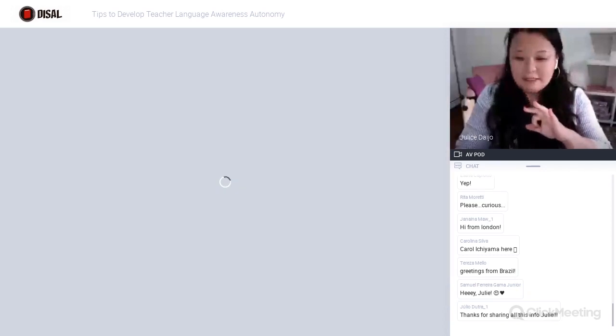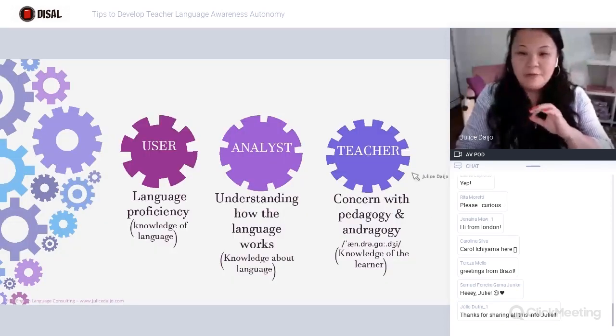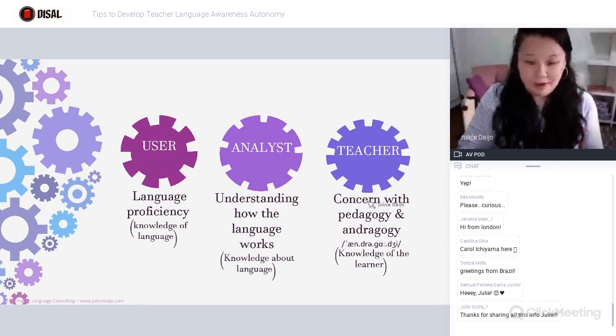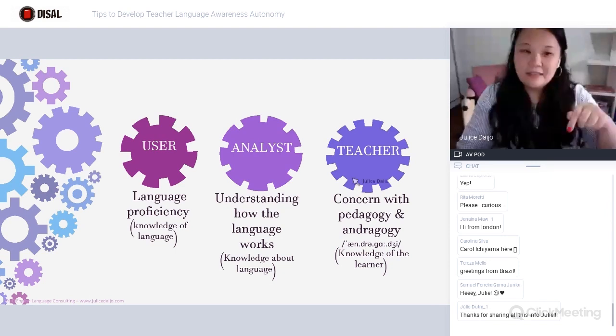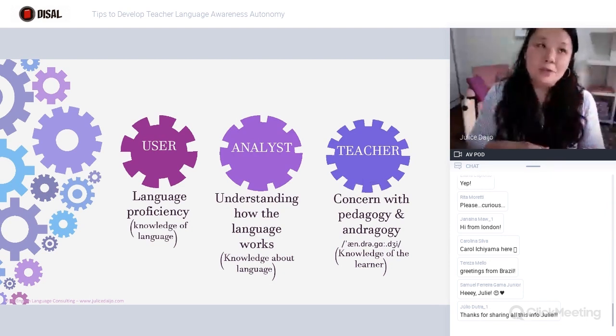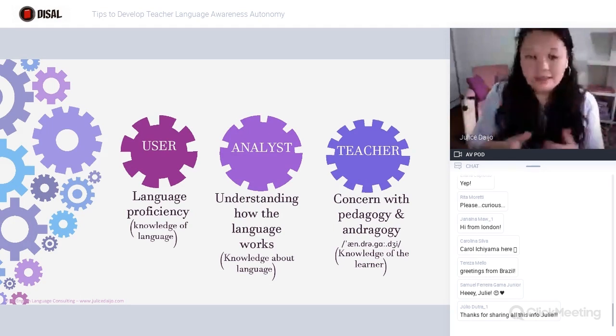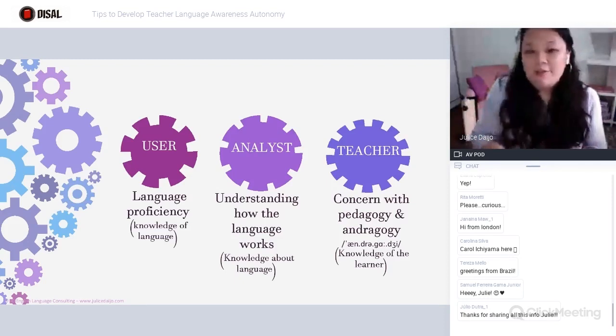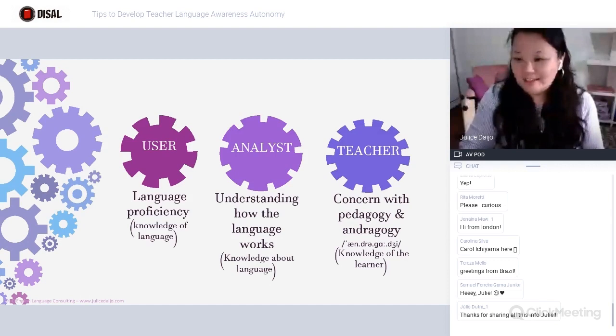And a third perspective is from teaching, the teacher. So you are language aware when you have a concern with pedagogy and andragogy. So knowledge of the learner. So some people say it doesn't matter if you know the language. If you don't know what your student needs, if you have to slow down, or if you have to speak using more elaborate vocabulary or more basic vocabulary, if you don't have this awareness, you're not language aware, which is nice. It's quite interesting. 3 different perspectives.